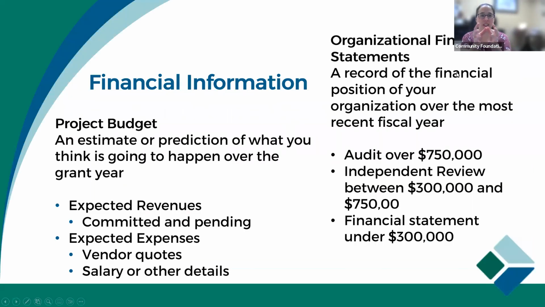And so also within the application, there are going to be two different types of financial information that we're going to be asking for. There's a project budget and there's organizational financial statements. So the project budget, really, this is looking forward. So this is an estimate of what's going to happen in the future during the grant period. We want to know about your expected revenues and we want to know about your expected expenses. So what's the money coming in the door that's going to help you pay for the programs, and then what are you going to spend that money on to make these programs happen?